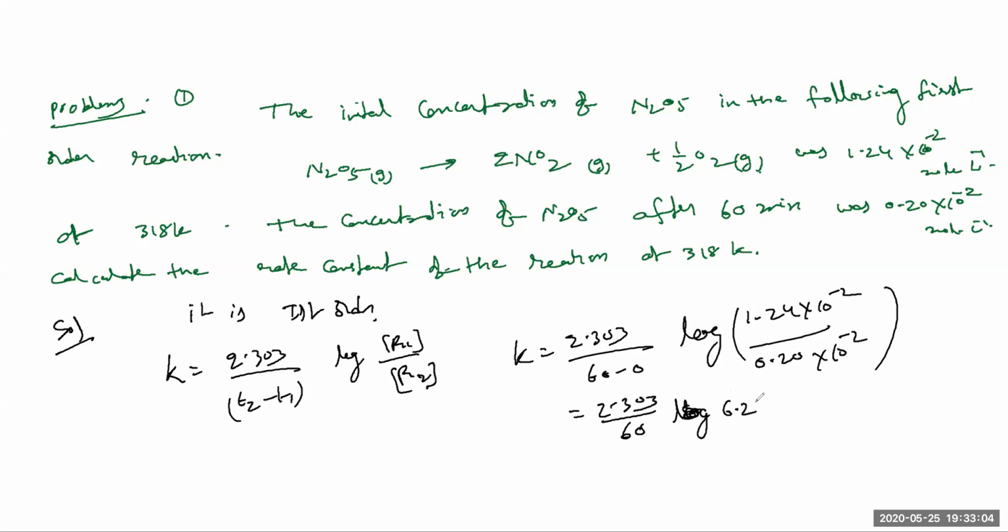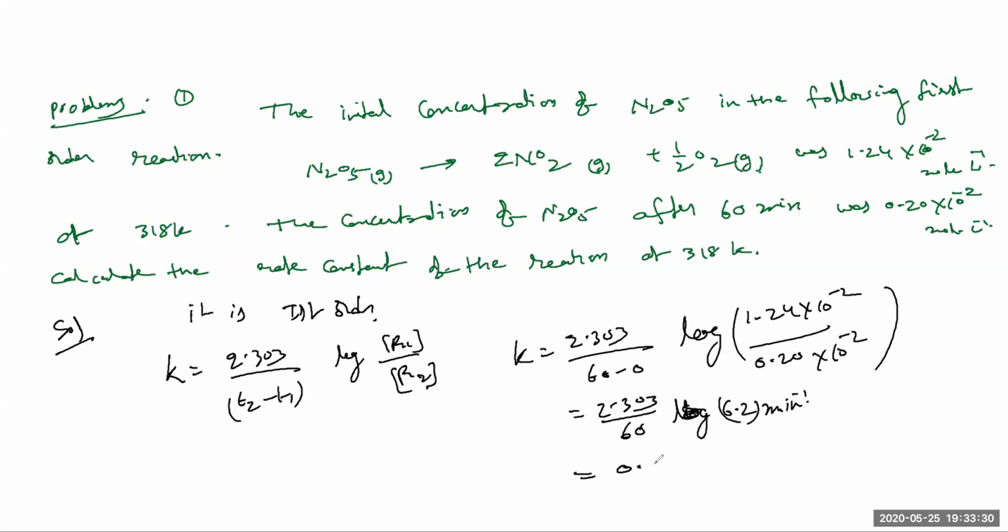You can see that 10 power minus 2, 10 power minus 2 will cancel, and it will be 12.6, means 0.6 only, no? 6.02 minute inverse. Okay, by solving, we can take the calculator and solve it. So log 6, 0.77 only.